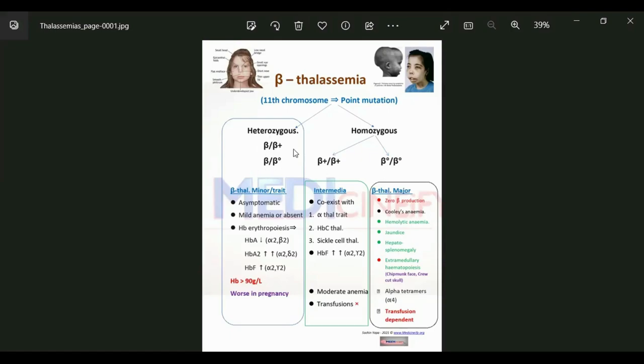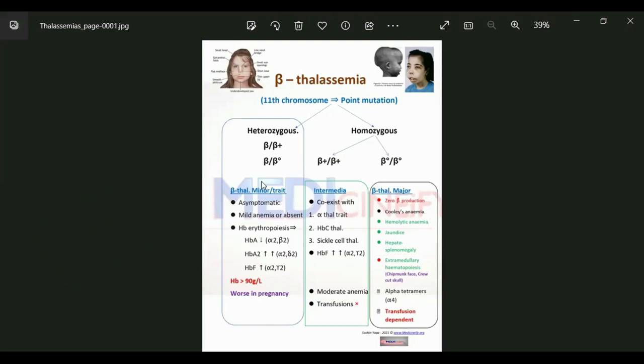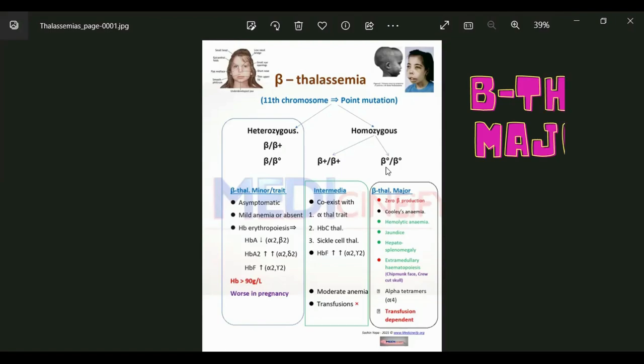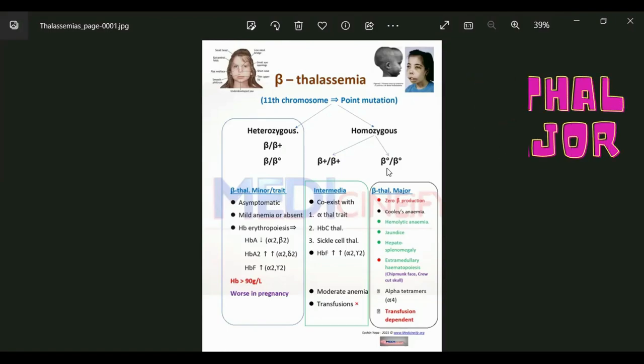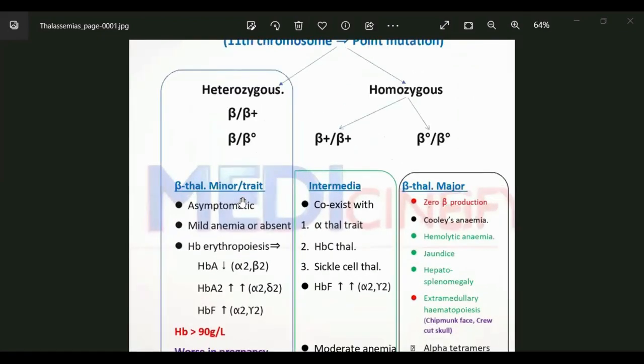In case of heterozygous, we call it beta thalassemia minor or trait. In homozygous, the beta plus is mostly beta thalassemia intermedia, and beta naught is beta thalassemia major, or we call it Cooley's anemia. Now let's look more deeply at the three categories. First, beta thalassemia minor or trait.